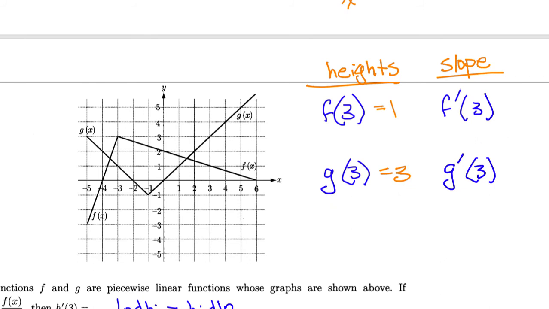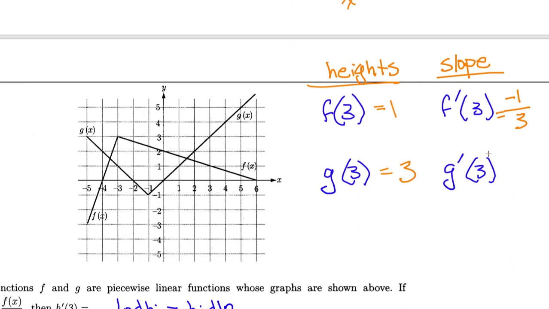Now I'm looking for the slope at 3. So the slope at this point, notice I'm going down 1, right 3. So I say down 1, right 3, negative 1/3.